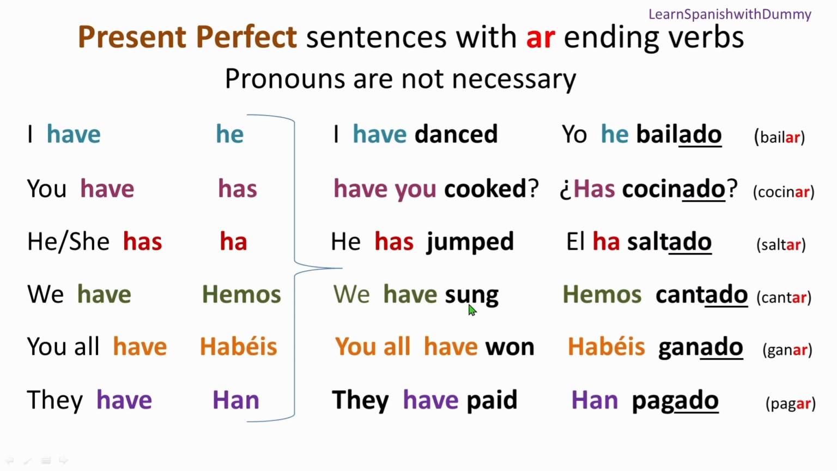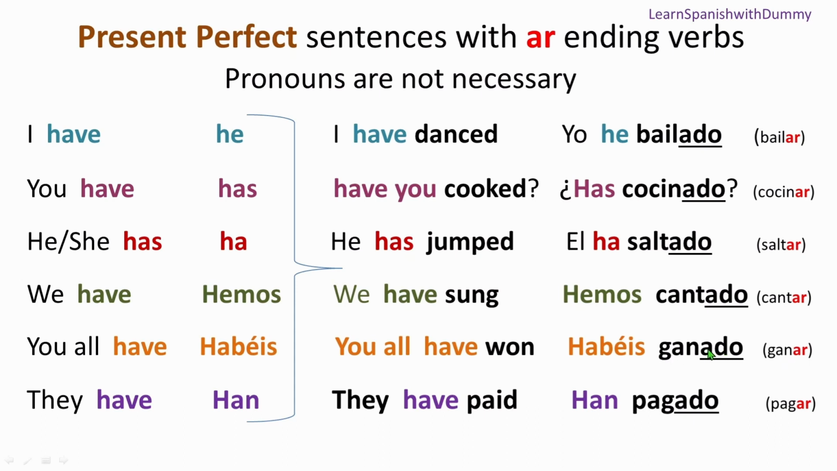Now we have sung. So hemos is we have, and cantado is sung. So cantado, how do we make it? Cantar is to sing. We replace the ar ending with ado, that makes it cantado. Okay, hemos cantado. Alright, now it's you all have won. Okay, so you all have won is habéis ganado. Habéis is you all have, ganado is won. Okay, ganado, how do we make it? To win is ganar. Okay, ganar, but we want to make it won, so simply replace the ar with ado, again, ganado.